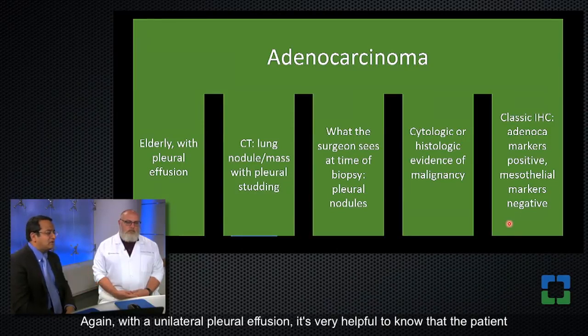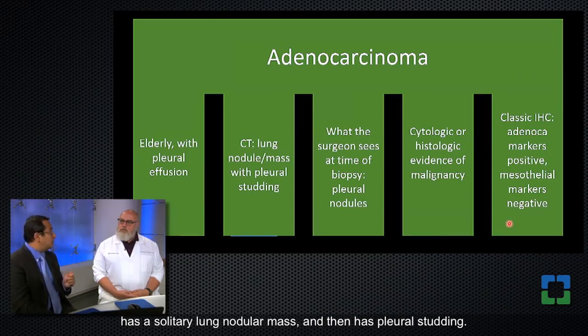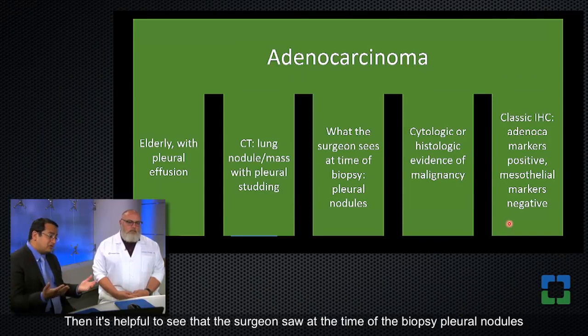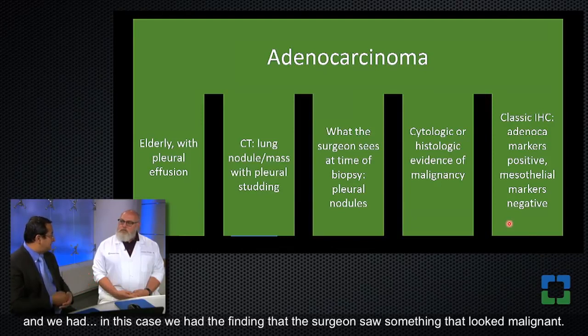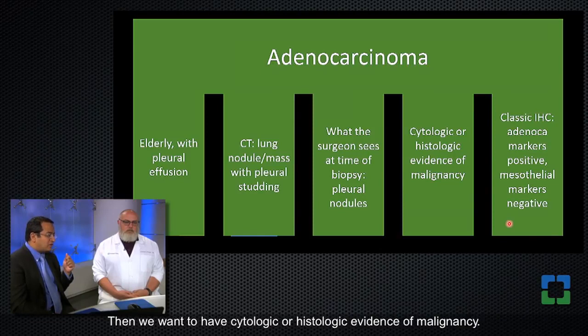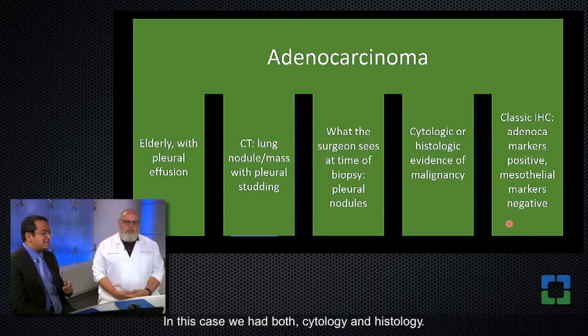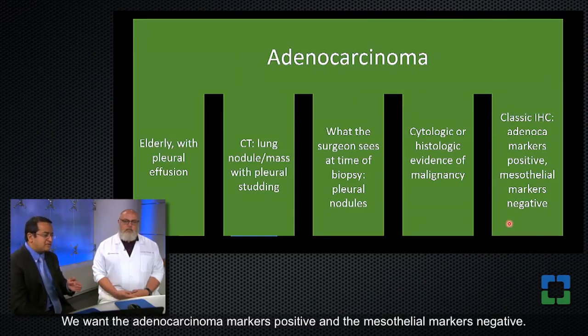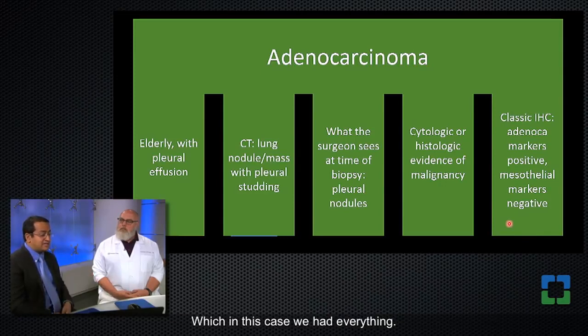Again, with a unilateral pleural effusion, it's very helpful to know that the patient has a solitary lung nodular mass and then has pleural studding, but like Chuck mentioned, often you don't get that information or the CT doesn't show it. Then it's helpful to see that the surgeon saw at the time of the biopsy pleural nodules, and in this case, we had the finding that the surgeon saw something that looked malignant. Then we want to have cytologic or histologic evidence of malignancy. In this case, we had both cytology and histology. And then we want to have classic immunohistochemistry. We want the adenocarcinoma markers positive and the mesothelial markers negative, which in this case, we had everything.